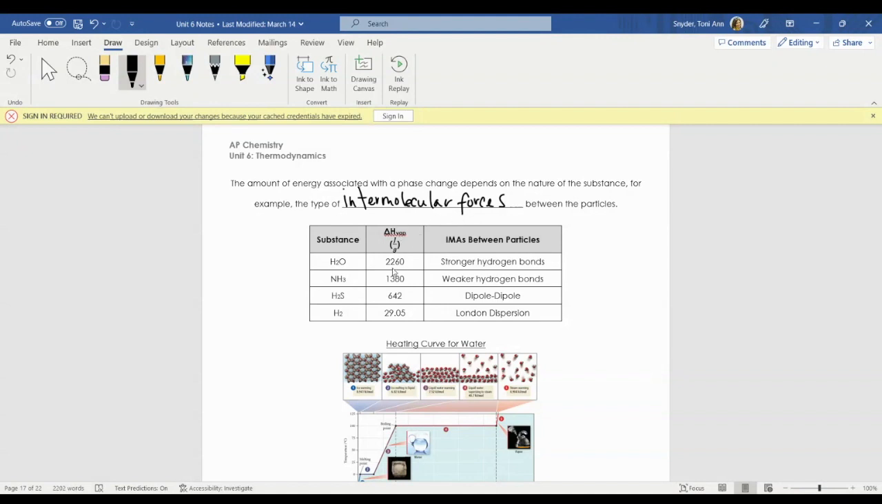So if you look at water, water has an enthalpy of vaporization, a heat of vaporization, of 2,260 joules per 1 gram. So to vaporize 1 gram of water, you would have to input 2,260 joules of energy. Why so much? Why does it take so much heat to vaporize 1 gram of water?